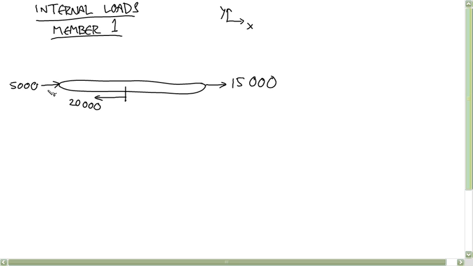Okay. So how many important points are there in this member? 3 important points, 2 cuts. Okay. So work together now and do those 2 cuts and come up with the tension, shear force, and bending moment diagrams for this member.